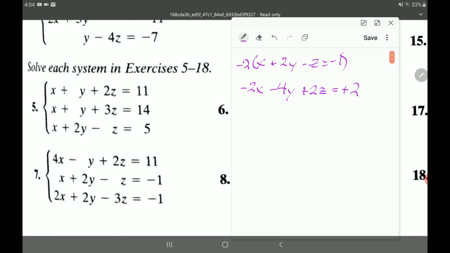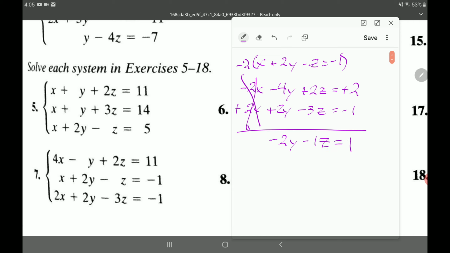Now I'm going to add that to this equation, the 2x plus 2y minus 3z equals negative 1. That's going to cancel out the x's here. And we have negative 2y minus 1z equals 1.